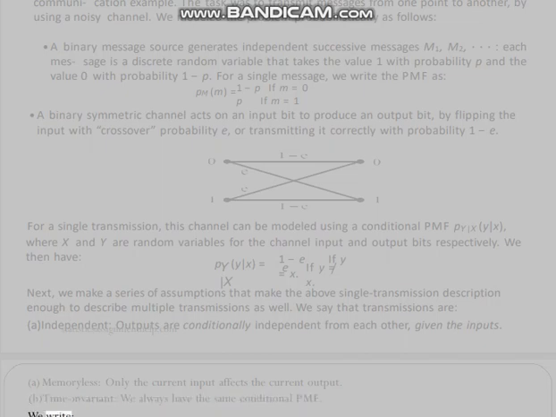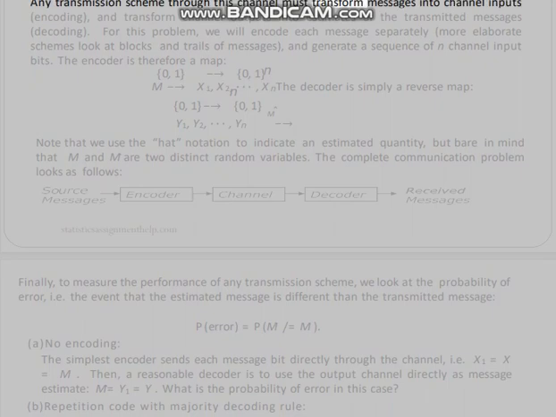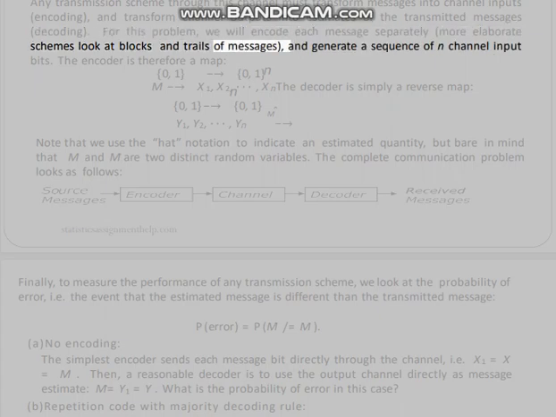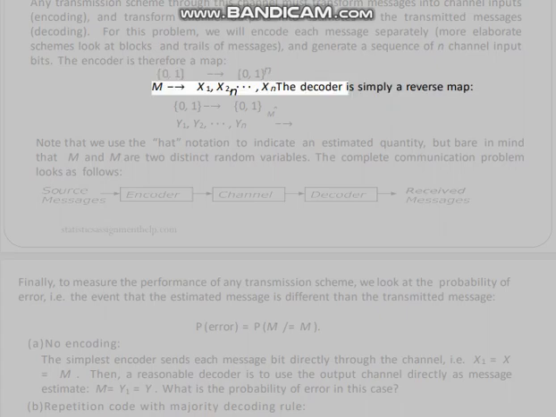Any transmission scheme through this channel must transform messages into channel inputs, encoding, and transform channel outputs into estimates of the transmitted messages, decoding. For this problem, we will encode each message separately. More elaborate schemes look at blocks and strings of messages, and generate a sequence of n channel input bits. The encoder is therefore a map from {0,1} to {0,1}^n, m to x1, x2, ..., xn, and the decoder is simply a reverse map from {0,1}^n to {0,1}, y1, y2, ..., yn to m hat.